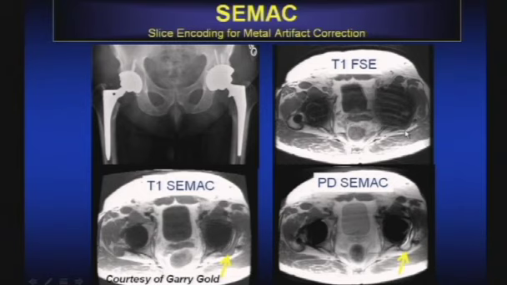Are we dealing with anything abnormal there? But when we used the CMAC, we were able to identify this fluid collection posterior to that greater trochanter, okay?